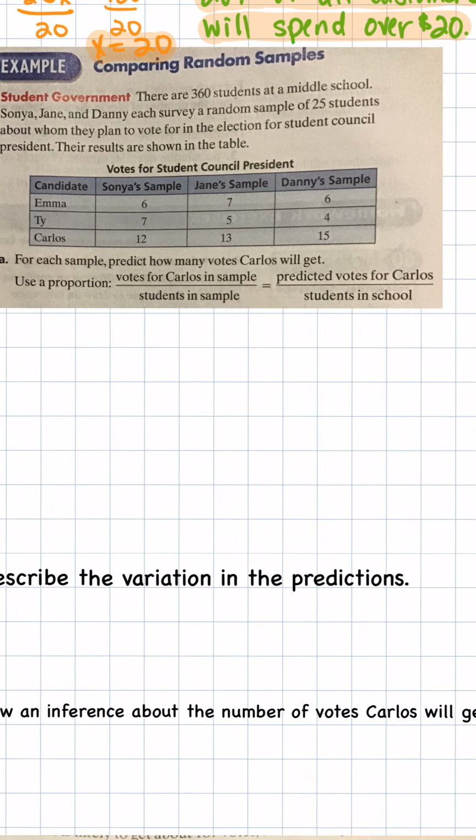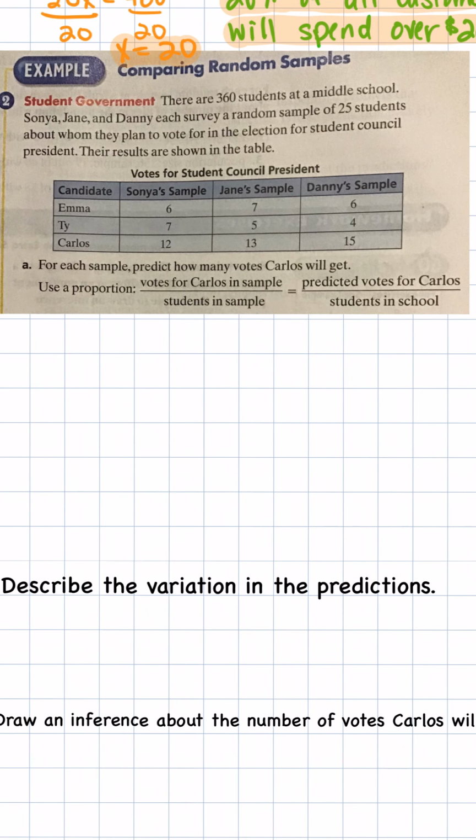So here we have a study. There were 360 students at a middle school. Sonia, Jane, and Danny each surveyed a random sample of 25 students about whom they'd planned to vote for in the election for student council president. Their results are shown on the table. For each sample, predict how many votes Carlos will get.